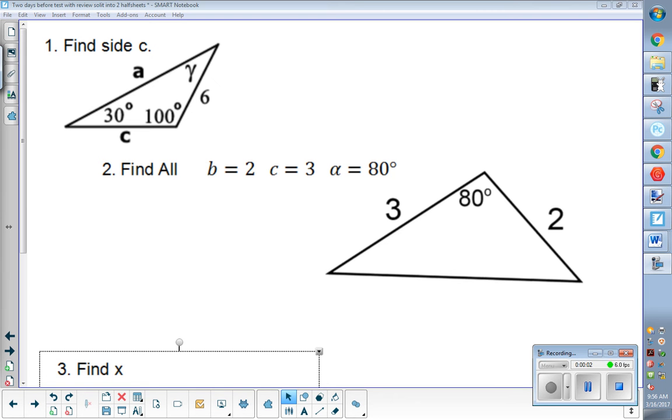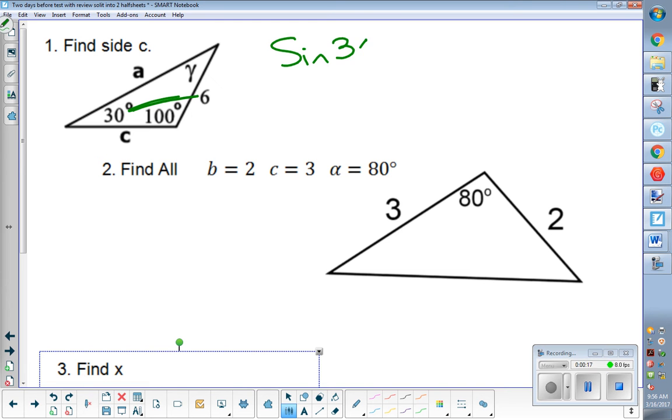Looking at number 1 here, it says, find side C. When I look at number 1, is it a right triangle? Not SohCahToa. Do I have a power couple? Yeah, I've got 30 and 6, so I'm doing law of sines.